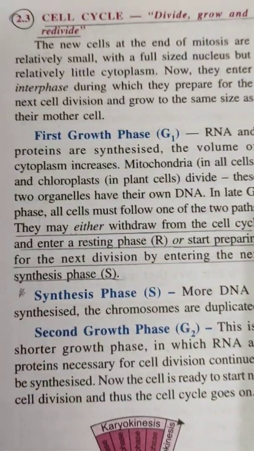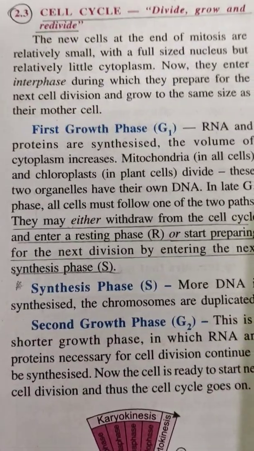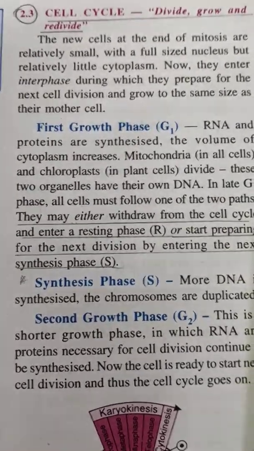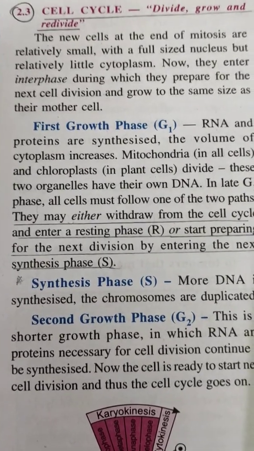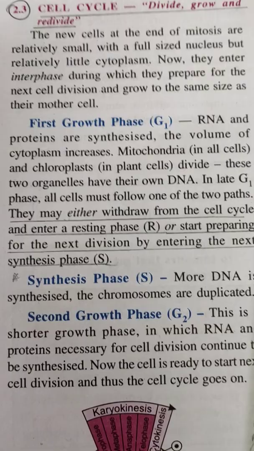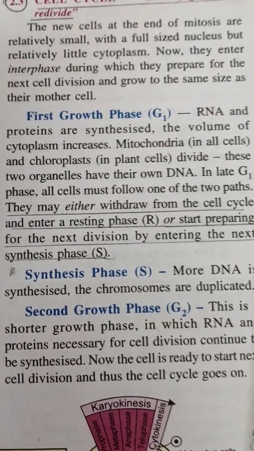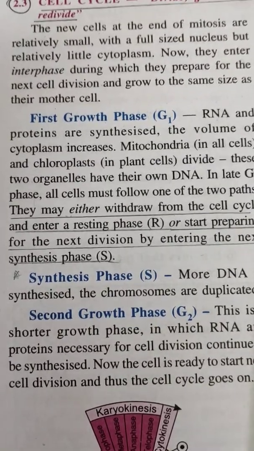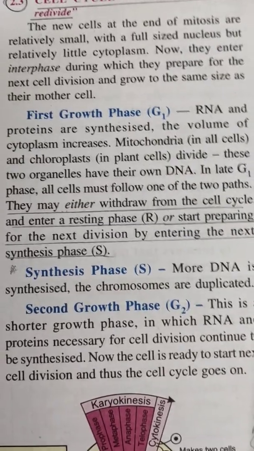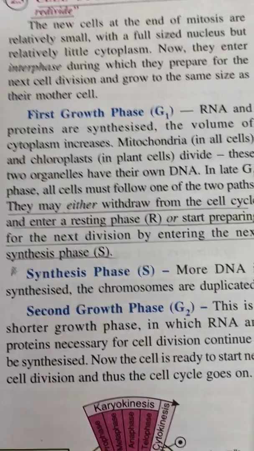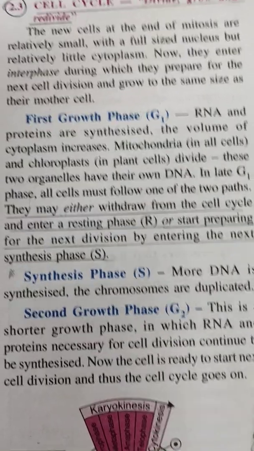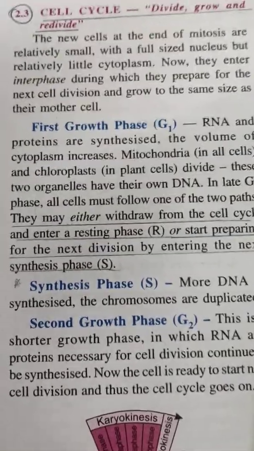Now we have seen a diagram of interphase while we were going through the various phases of mitosis. Now we have to know what is cell cycle, because interphase is a very important part of the mitosis. The new cells at the end of mitosis are relatively small with a full-size nucleus but relatively little cytoplasm. Now they will enter the interphase, during which they prepare for the next cell division and grow to the same size as their mother cell. So what is the utility of interphase? It actually prepares the cell for the upcoming mitosis, and also it helps the cell to grow in the same size as that of the parental cell.